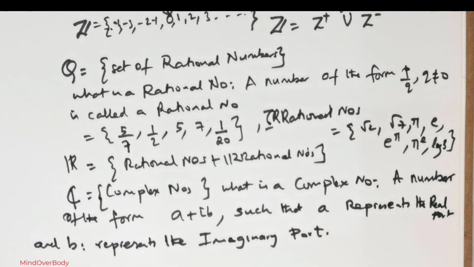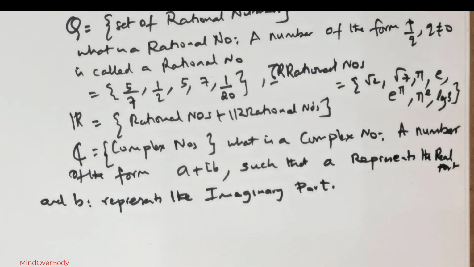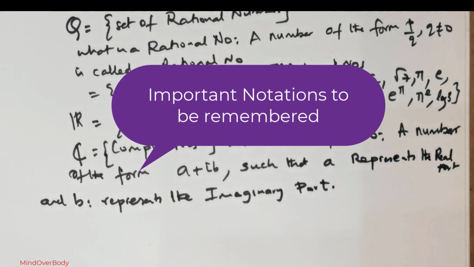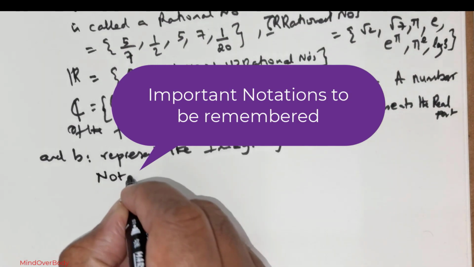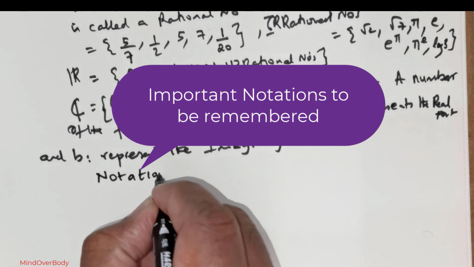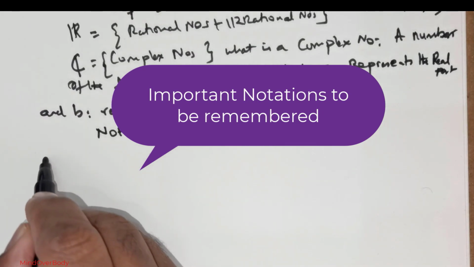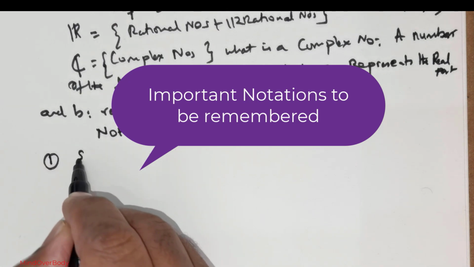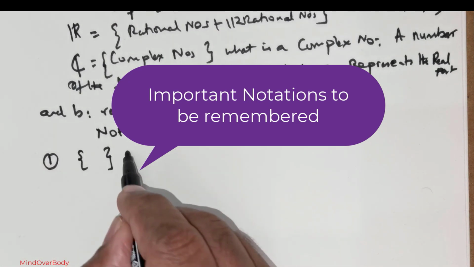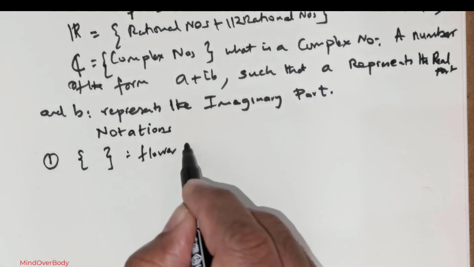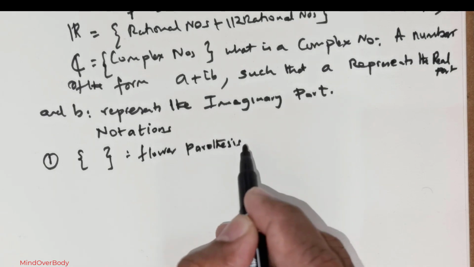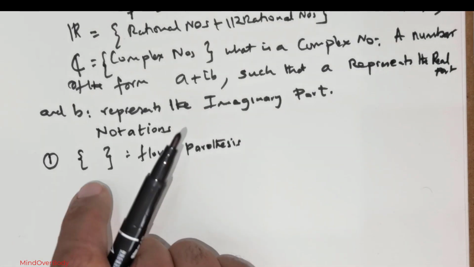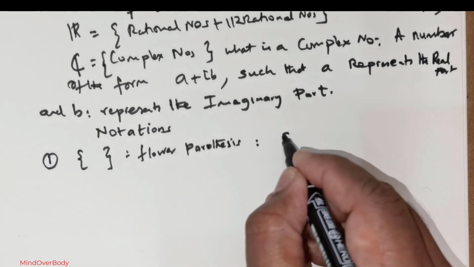So these are some of the basics that you will have to know. Now, after giving you the information on sets, let us move on. These are the notations that you will have to know. So the first notation, notation 1, is called a flower parenthesis. As I mentioned to you, this is the flower parenthesis. And what is this used for? This is used to represent a set.